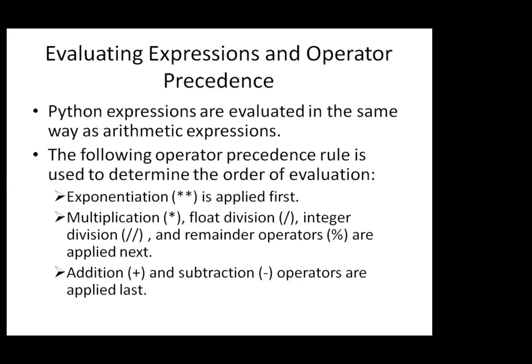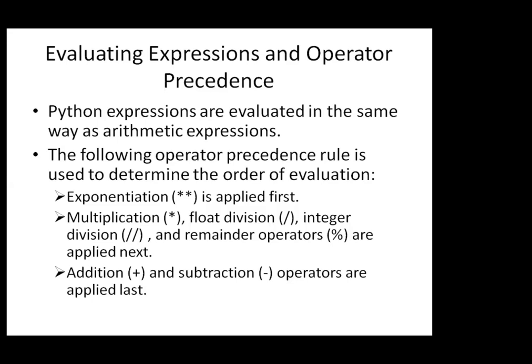When more than one operator is used in an expression, the following rule is applied. First, if there is an exponent, then it's applied first. Then multiplication, float division, integer division, and remainder operators are the next ones to be applied if they are there. And at last, addition and subtraction operators are applied.